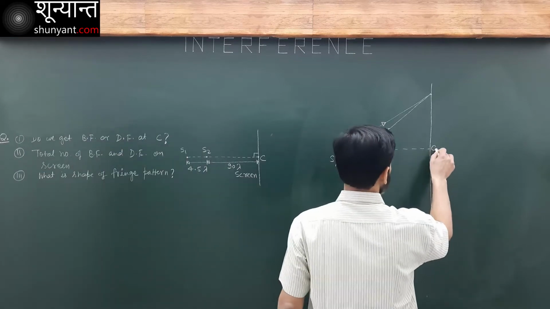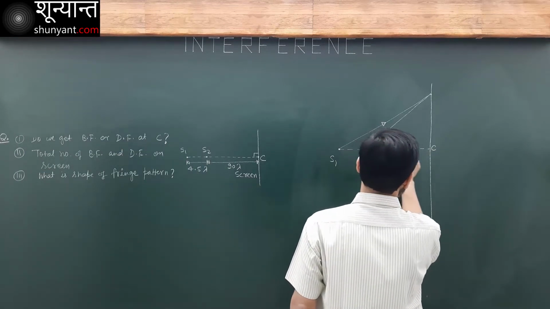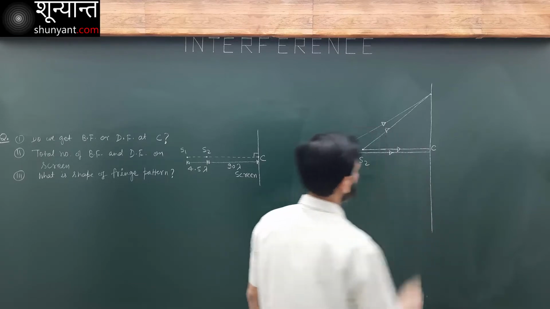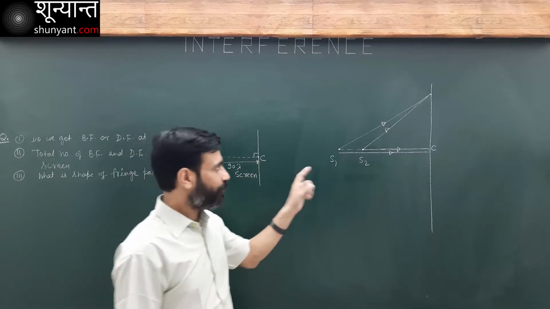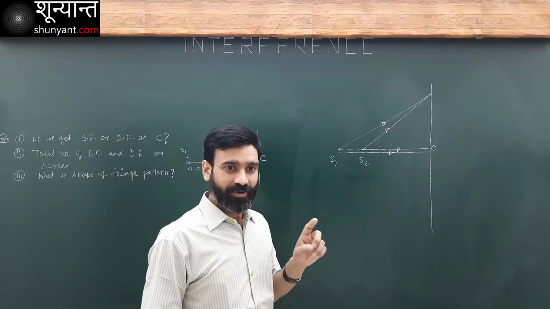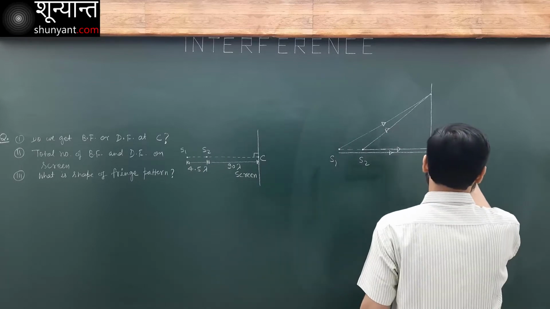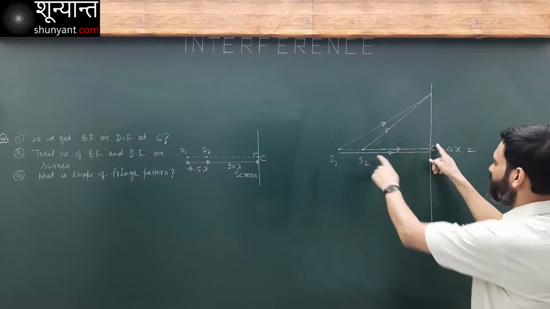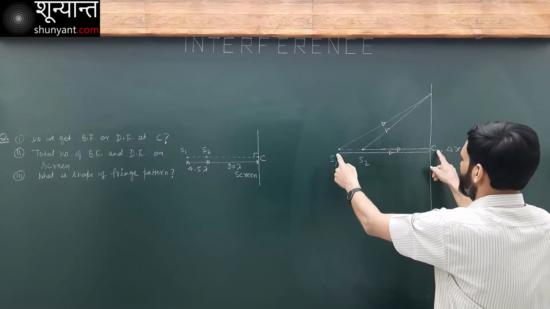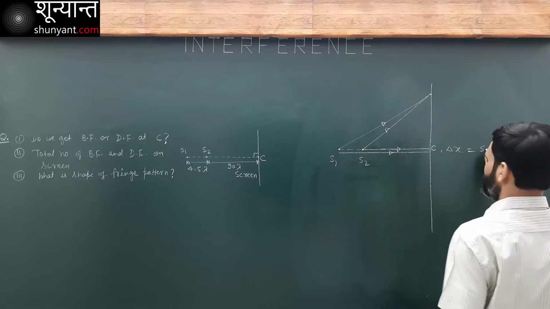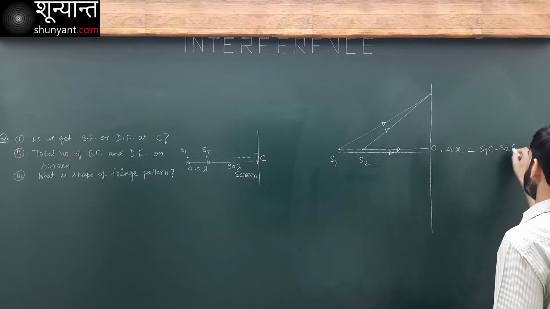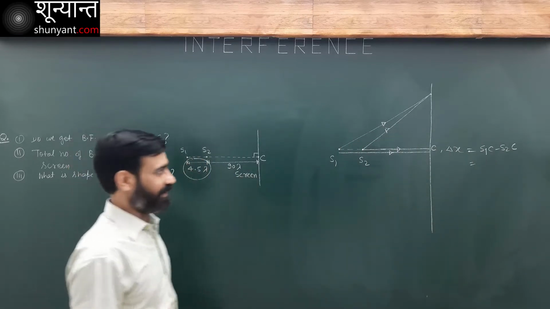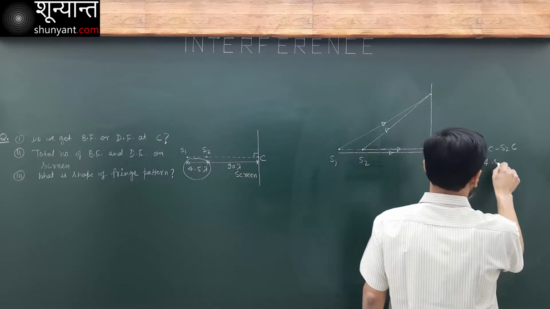At point C also, I will receive a wave from S2 plus a wave from S1. I am receiving waves from both sources and then they will interfere. What will be the path difference? What is the path difference here? S1C minus S2C. This is the path difference, and it will be equal to this separation here, 4.5 lambda.